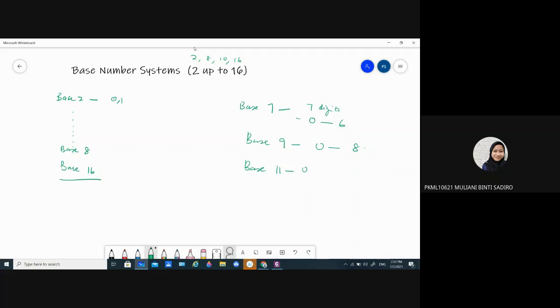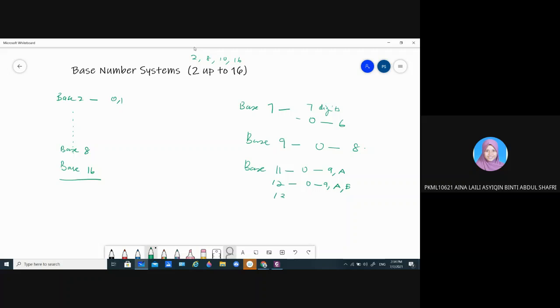0 to 10. Yes, 0 to 10. Base 12? Sorry, base 11 is not 0 to 10, because our digits are only 0 to 9. Base 11 is 0 to 9, and for 10 we don't write 10 but use an alphabet. The next alphabet is A, so this A actually represents 10. So base 12 will be 0 to 9, and 10 is A, 11 is B.